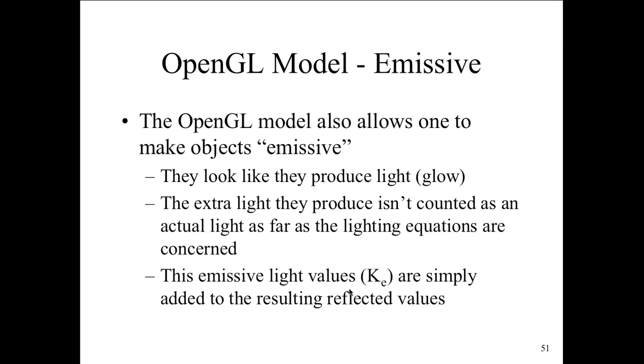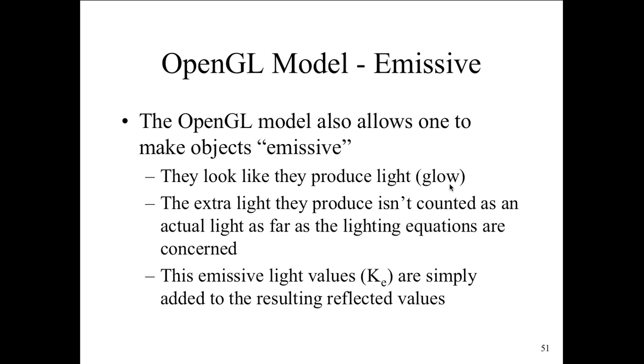So something can be emissive. The OpenGL model also allows one to make objects emissive. Does that mean they look like they produce light themselves? They emit light. So if you wanted to create a light bulb, that would be emissive.